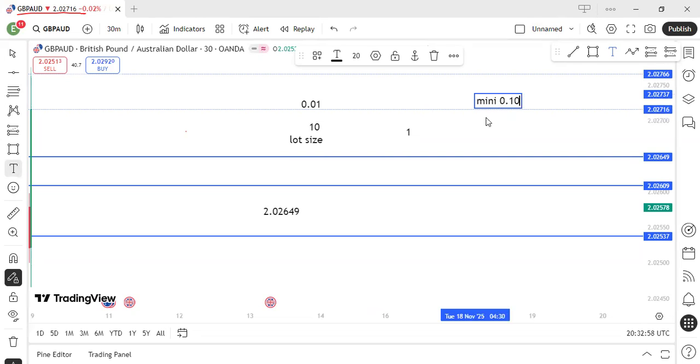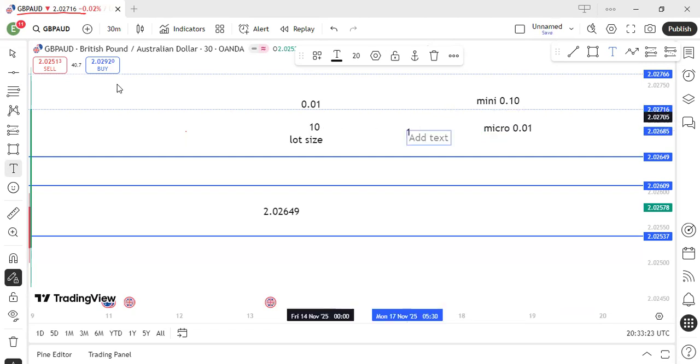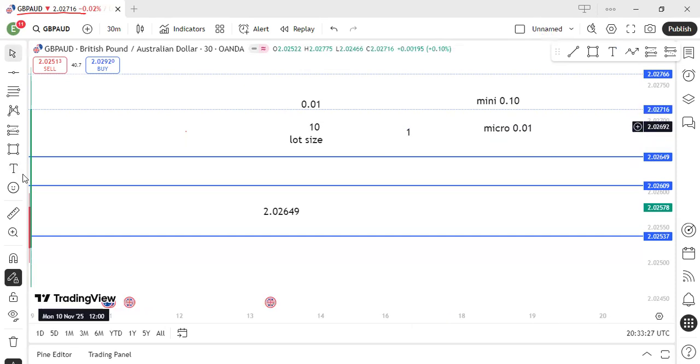0.10 downward. Are you with me? We have what we call micro lot size. Now, this micro lot size is from 0.01 to 0.10. That is what we call micro lot size. Now, mini lot size is from 0.10 to 1. Are you following? And 1 upward we call standard lot.